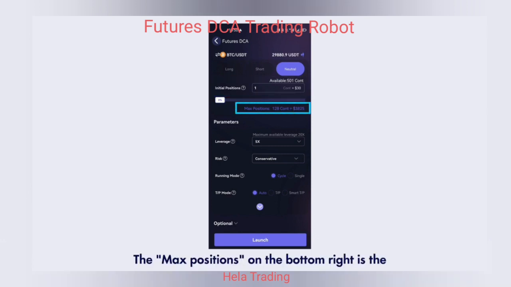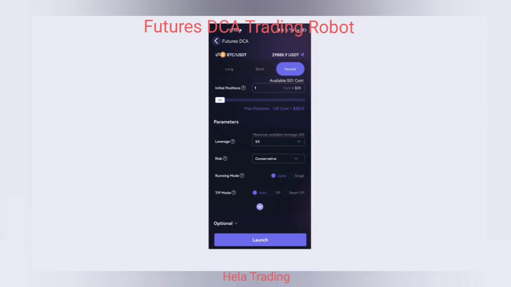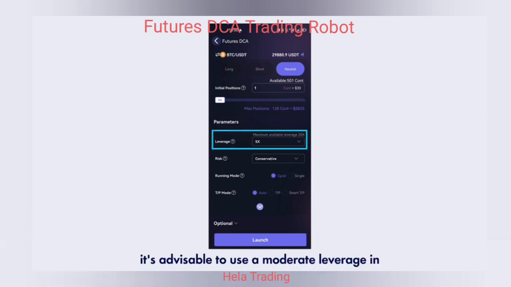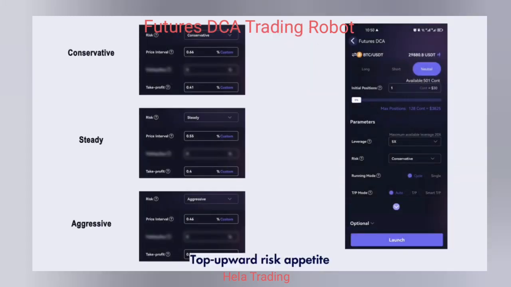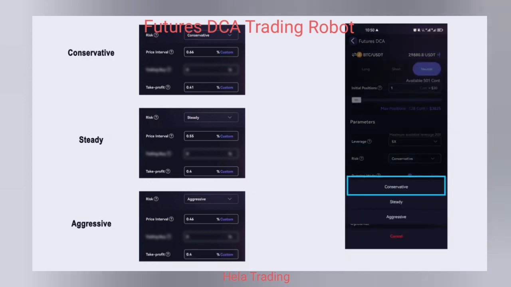The max positions, on the bottom right, is the maximum amount you're willing to invest in this bot, calculated from your initial positions, max orders, and multiplier. For those new to trading, it's advisable to use a moderate leverage in futures trading, such as 5. As you turn up the risk appetite, the default price intervals and take profit will gradually decrease. Here, let's stick with conservative.